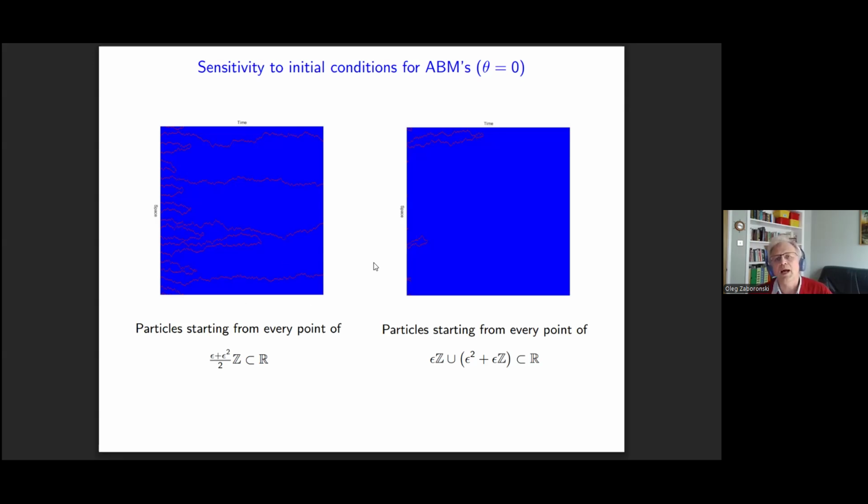On the second graph, I am also running an annihilating system. But now I am starting particles in close pairs. First, I seed the points of epsilon Z with particles, so I have particles at separation epsilon Z. Then I seed particles at epsilon Z shifted by epsilon squared. So in other words, now I have pairs of particles separated by epsilon squared, and the distance separation between the pairs is epsilon. And I chose my initial conditions in such a way that the initial densities of particles coincide.